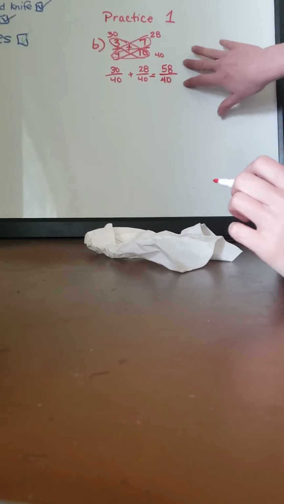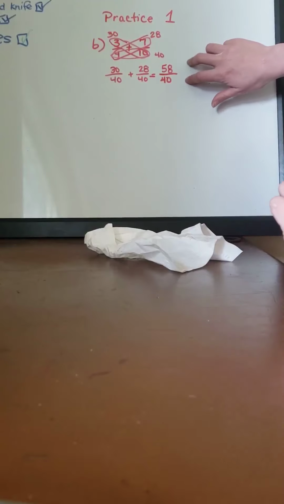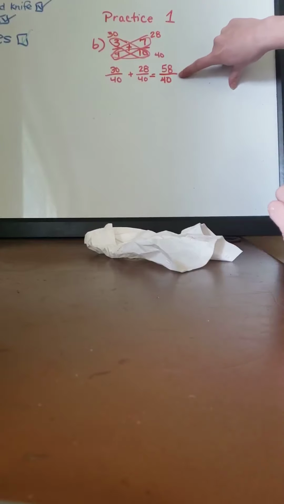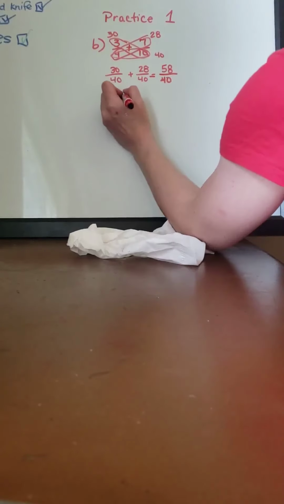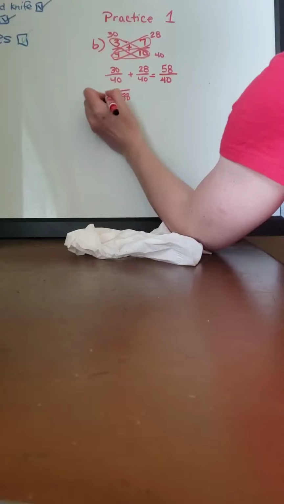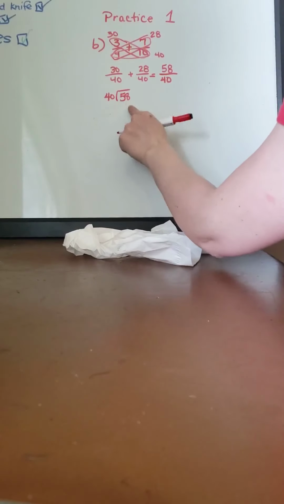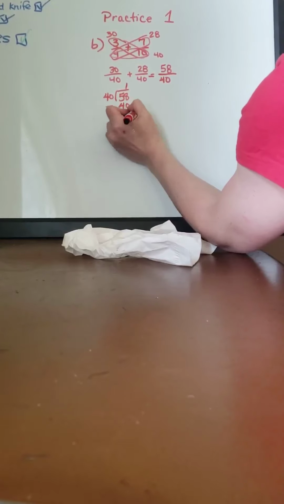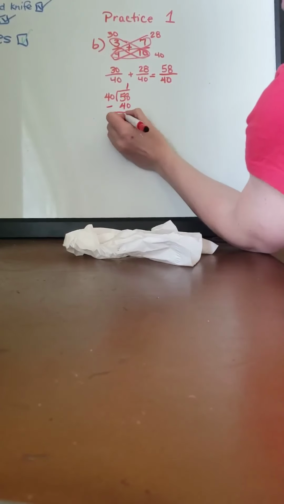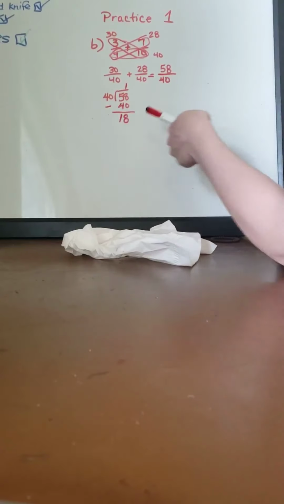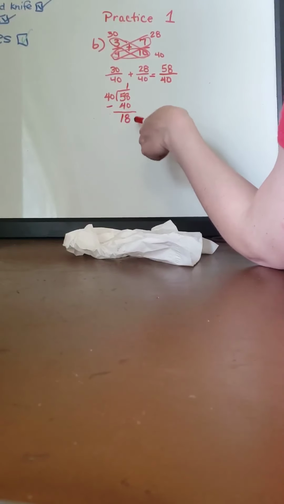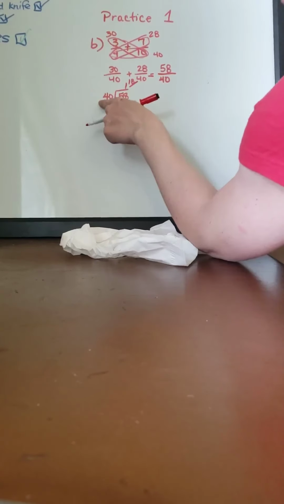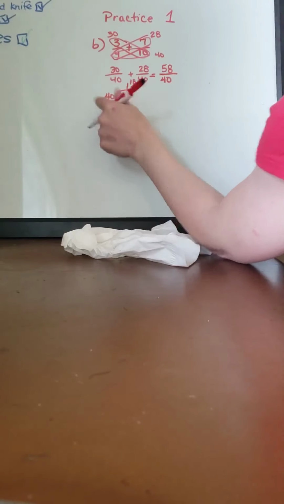And here we're left with an improper fraction, so we need to turn this into a mixed number by dividing. 58 divided by 40. 40 goes into 58 one time. 40 times 1 is 40. 58 minus 40 is 18. My remainder becomes my numerator. And I'm dividing by 40, so 40 is my denominator.